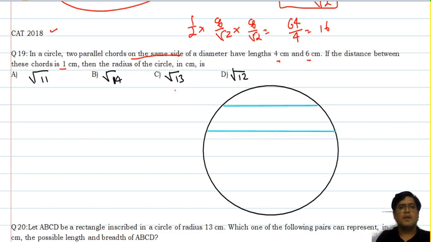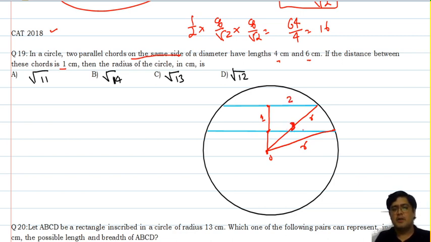Let us say this is a center. Now, this is the radius R, this is the radius R. The distance between these is 1. And if the lengths are 2 and 6, half of that will be 2 and 3. Why are we going with 2 and 3? Because perpendicular from the center bisects chords.